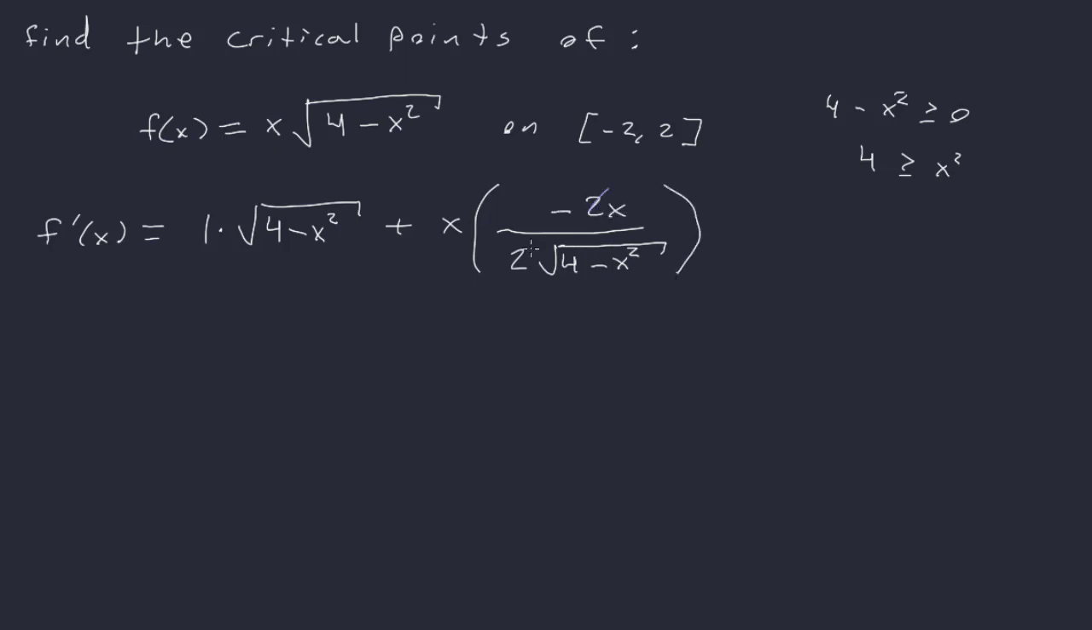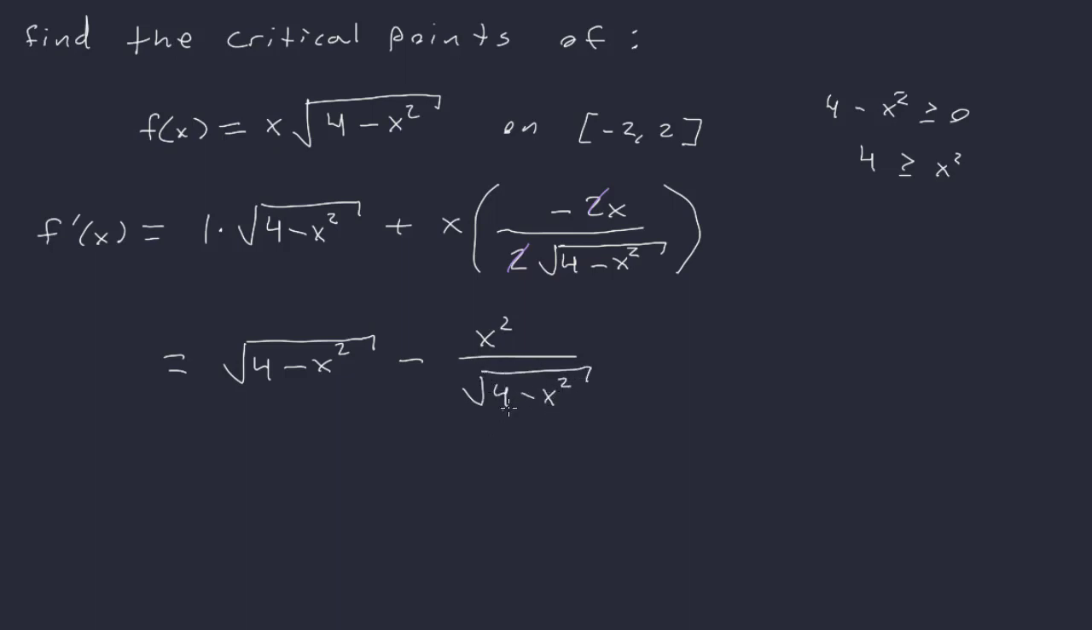All right, so thankfully the 2's cancel there. And that x will multiply with that x. Okay, so we have the square root of 4 minus x squared, and then we'll get minus x squared over the square root of 4 minus x squared.